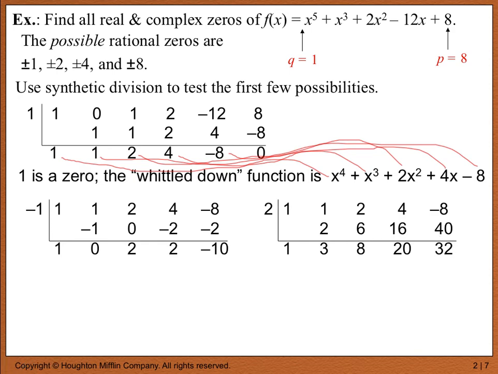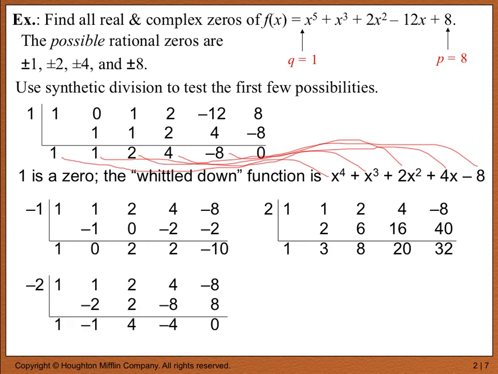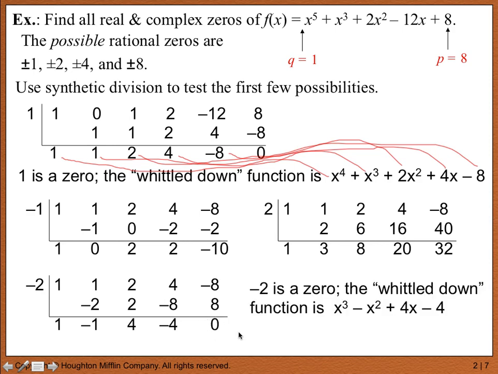So now let's try negative 2. And sure enough, negative 2 does work because when we do synthetic division with negative 2, we end up with a remainder of 0. And so negative 2 is a 0, and the whittled down function is x cubed minus x squared plus 4x minus 4.